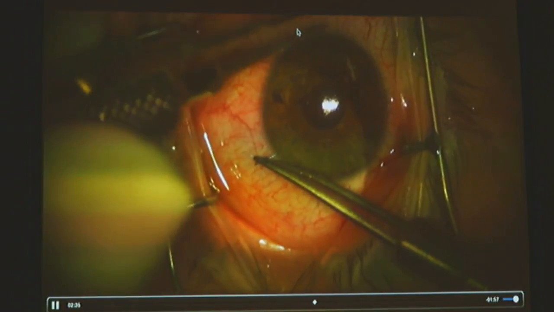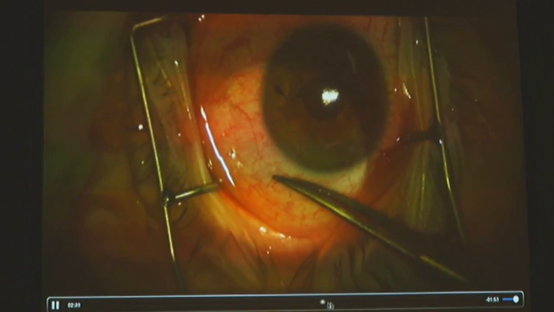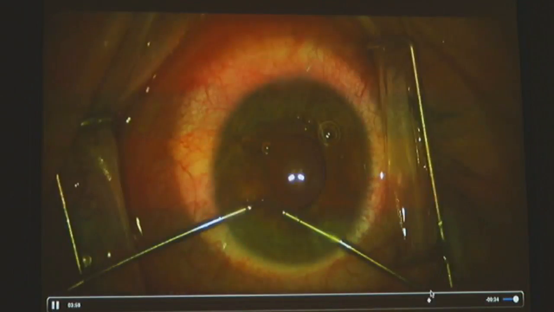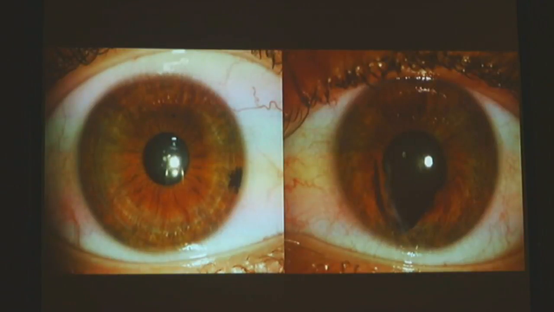Right? I'm kidding. And then you slide the knot in. And we do multiple throws to suture the defect there. And now we have closed the suture there. So there's pre-op, there's post-op.